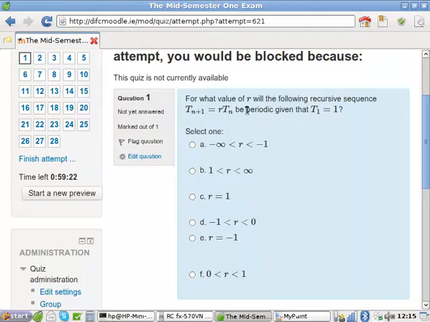For what values of R will the following recursive sequence be periodic? So the answer is -1. What did you say? 1. I chose 1. I chose -1.